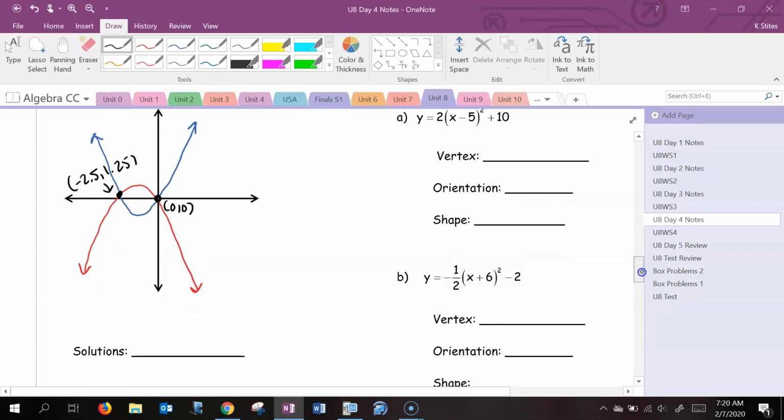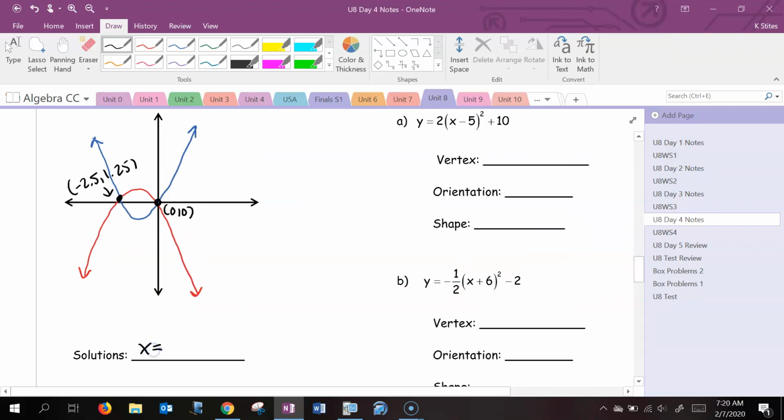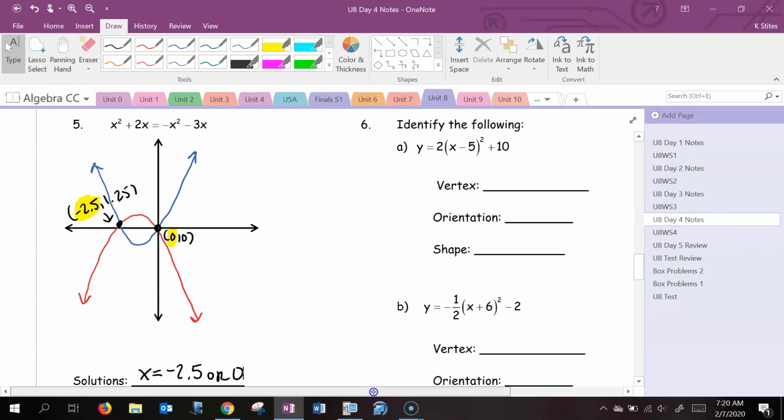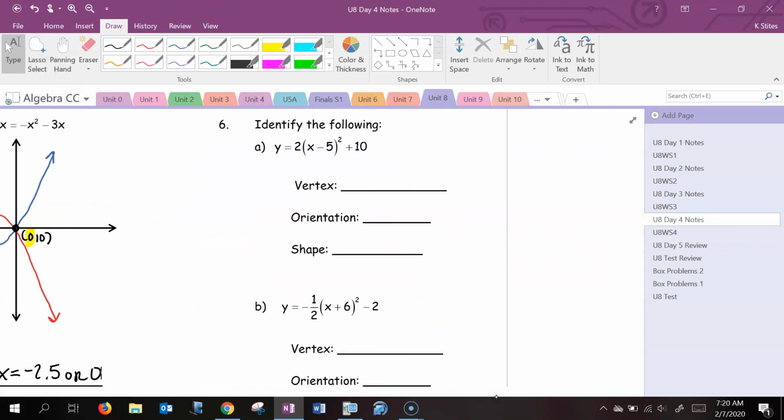Okay, and then don't forget to put your x's only on the line. So x's are negative 2.5 and 0. All right, there you go. That's the new stuff. So now we're just going to do a little review. Okay. So we're going to do these problems without a calculator because you won't get to use a calculator with them on your test on Thursday.